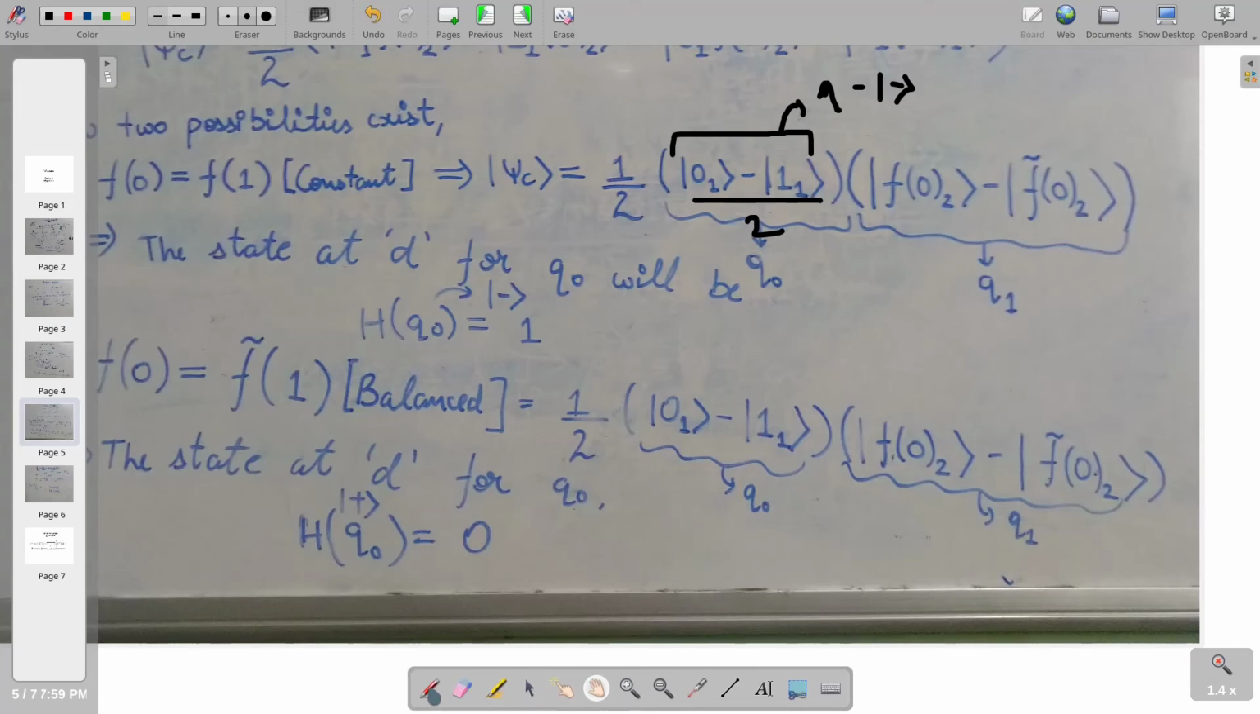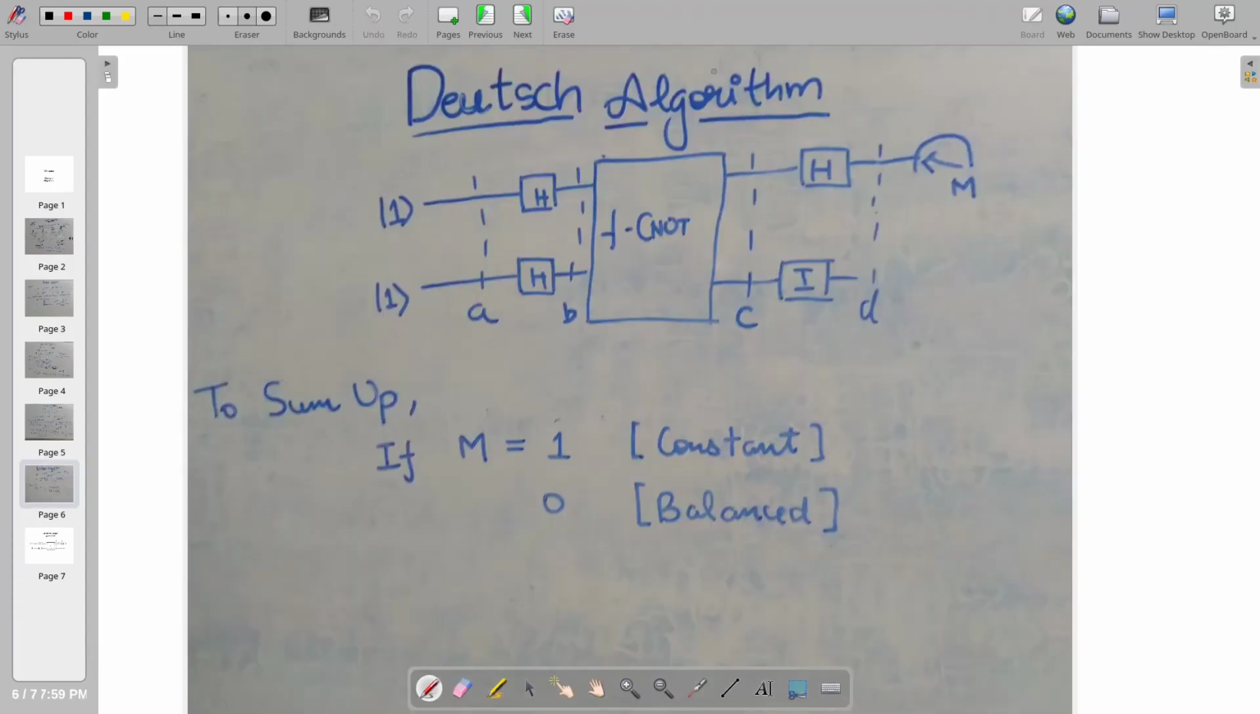Okay, it should be plus here. So what we see is that we obtain q0, which will be a plus state. If we apply the Hadamard gate to q0 again, we would obtain 0. So to sum up, after reaching state D, if we measure this first qubit and it is 1, then we can safely say that fx is a constant function, and if the measurement is 0, then we can say that it is a balanced function.